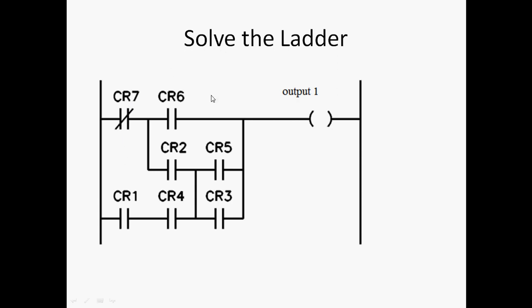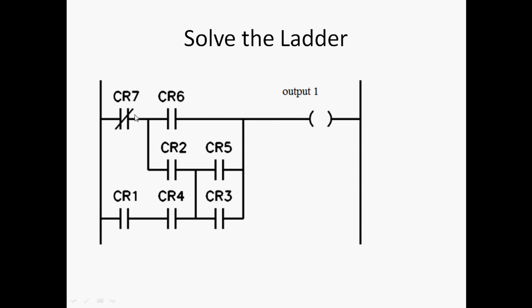So the different coils are input sections: CR7, CR6, CR2, CR5, CR1, CR4, CR3. So the input is on the left hand side, and the output should be on the right hand side. Scanning is from left to right, so I can read it like this: CR7 is off, CR6 is on, then output 1 is on.